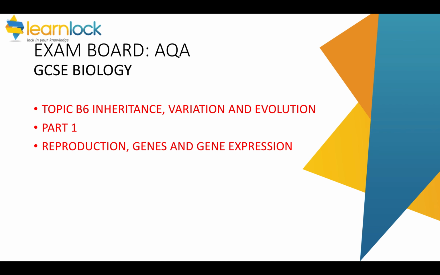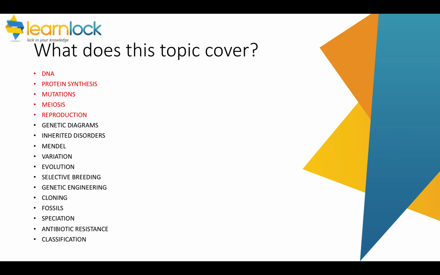Hello and welcome to the GCSE Biology tutorial. This is for topic B6, Inheritance, Variation and Evolution. This tutorial will cover part 1, Reproduction, Genes and Gene Expression. We'll also be looking at mutations and meiosis. The rest of this topic can be found in the other tutorials.